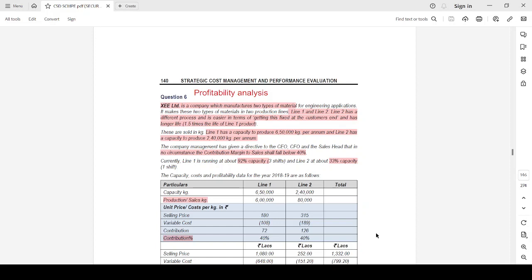Hi everyone, we are here with question number 6. It's a very important question, so please focus. It's basically dealing with profitability analysis.